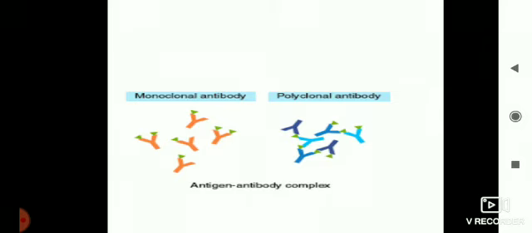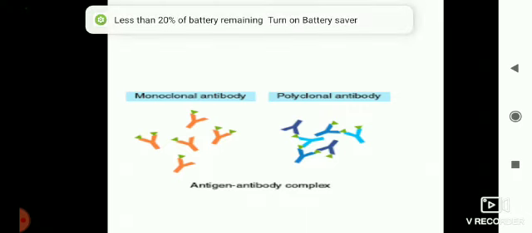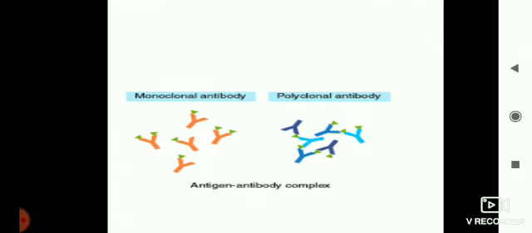So B lymphocytes and T lymphocytes are the two kinds. B lymphocytes are of two types, plasma cell and memory cell. Plasma cells produce antibodies. Then draw the structure of antibody. Write a note on antibody, write a note on T lymphocyte, write a note on B lymphocyte.